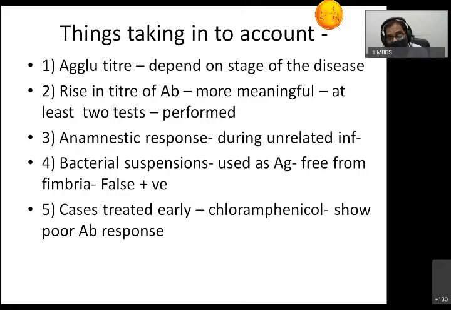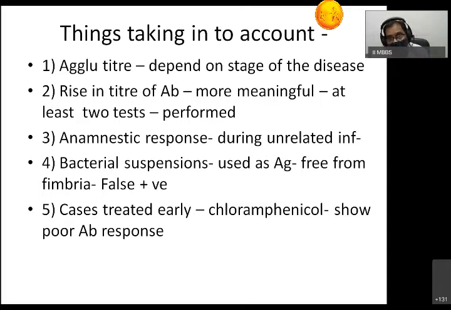Third thing is there is the anamnestic reaction. That is, during an unrelated infection also, you may see a rise in the titer, but it is transient. Correct? Bacterial suspension used as antigen should be free from fimbriae, otherwise you will get false positivity. And in cases where antibiotics are given, correct, they may not show positivity in the Widal test. Like when a patient is treated with chloramphenicol, there is poor antibody response.